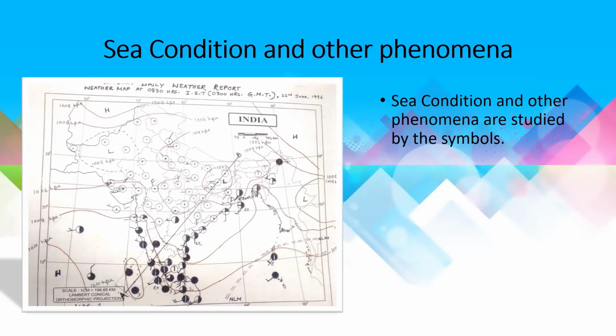Regarding other phenomena, haze is the only phenomenon recorded in this weather map. It is recorded over Jharkhand and the Allahabad station of Uttar Pradesh. No other phenomena have been observed in this map.